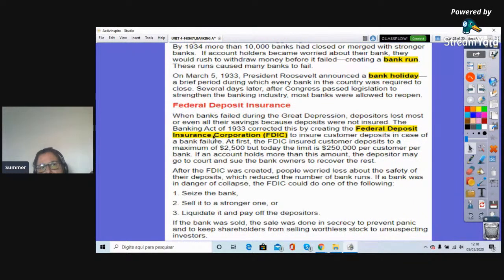So the Federal Deposit Insurance Corporation, the FDIC, which insures customer deposits in case of a bank failure.